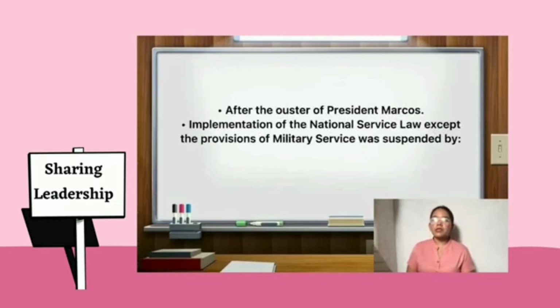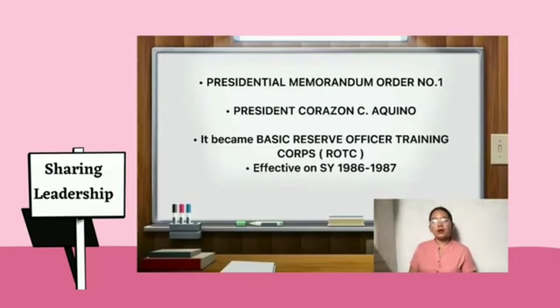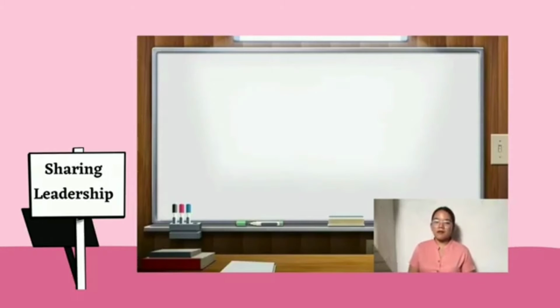After the ouster of President Marcos, implementation of the National Service Law, except the provisions of military service, was suspended by Presidential Memorandum Order No. 1 of President Corazon C. Aquino. It became the Basic Reserve Officer Training Corps or ROTC, effective 1986 to 1987.